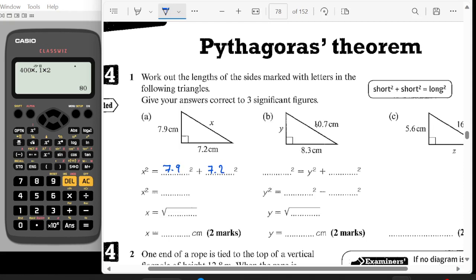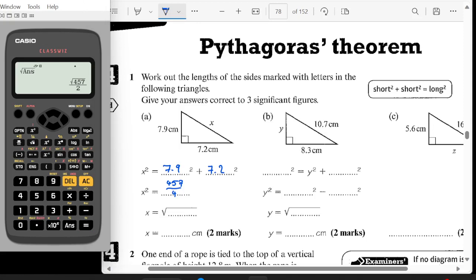I'm then going to use my calculator to evaluate that. So 7.9 squared plus 7.2 squared. Because this is really just a working step, there's no need to go to decimals with that. That's absolutely fine. And then I'm going to square root my answer, because that's going to be the length squared. So I need to square root my answer, and that's going to give us that.